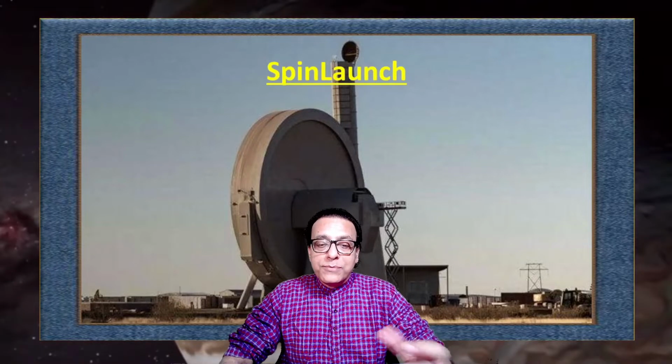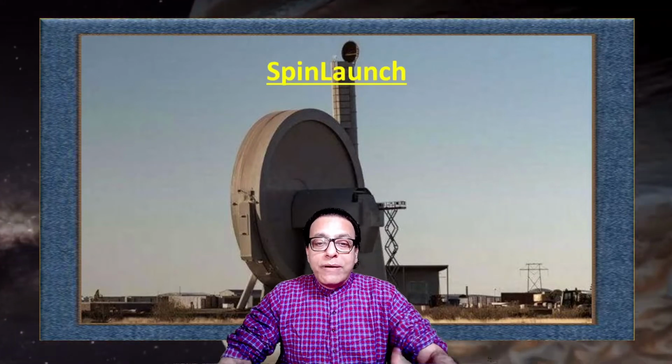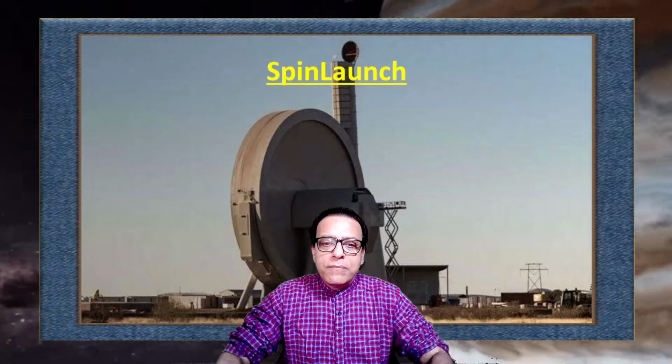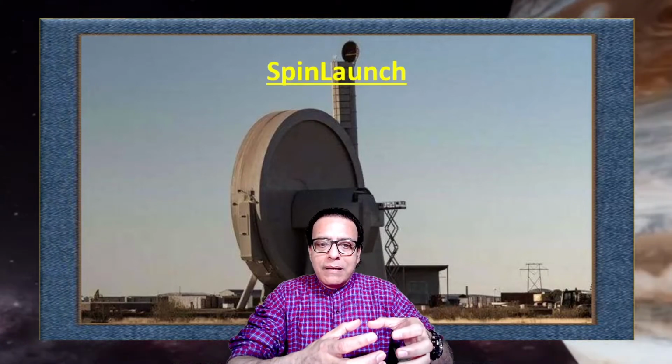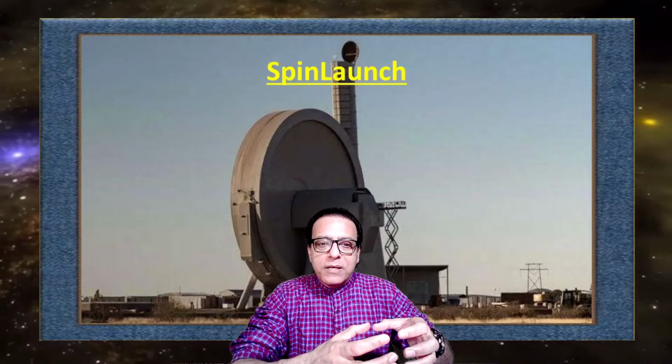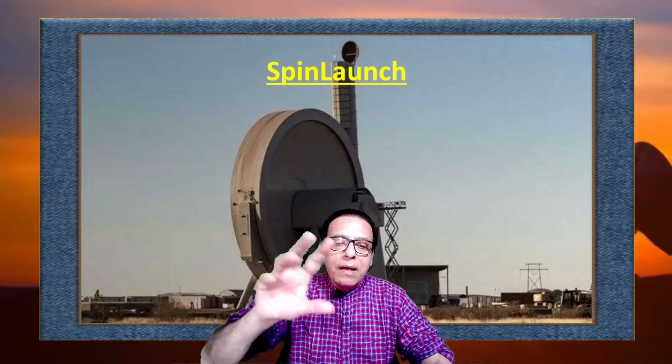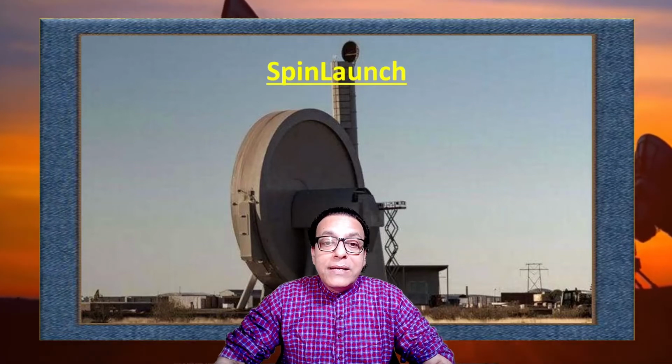What it does is use some sort of electric energy or kinetic energy to generate a spin inside this drum. There's a huge arm to which the spacecraft is attached on one side, and then this arm starts rotating. And it rotates at many times the speed of sound.